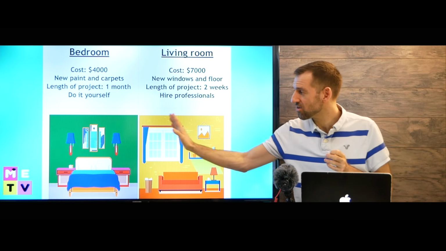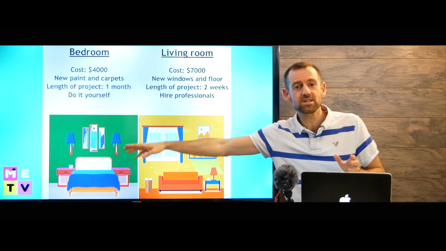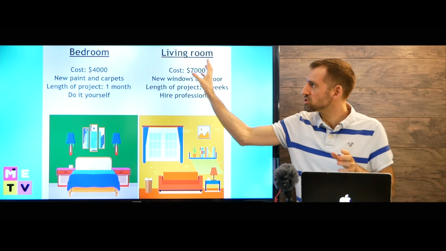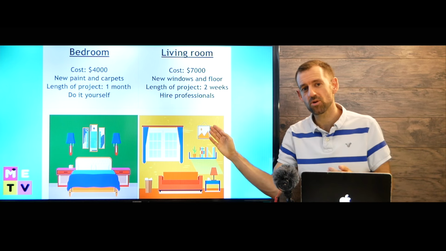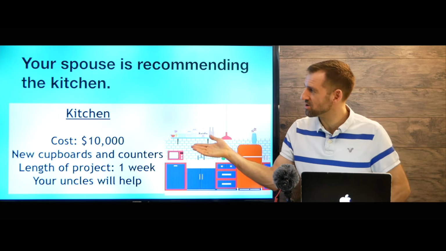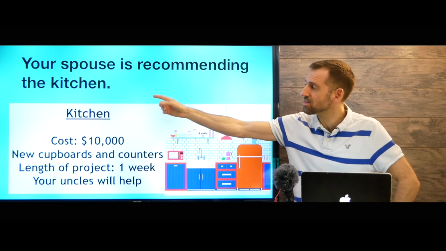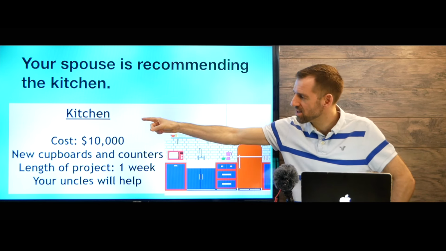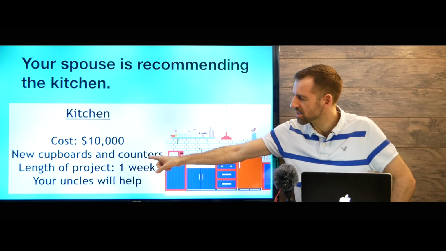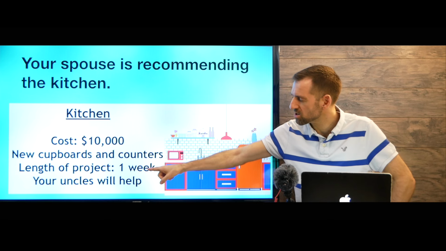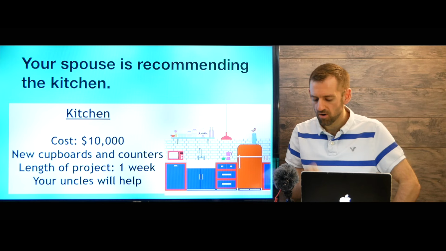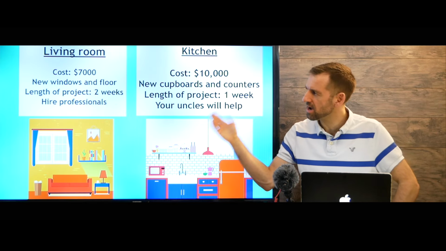Okay, then after this, I'm never going to see that information again. That information is gone forever. Now I'm just going to compare the living room with the next one that pops up. So this is the next part of the question. It says your spouse is recommending the kitchen. Okay, here we have the kitchen. $10,000, new cupboards and counters, length of project 1 week. Your uncles will help.